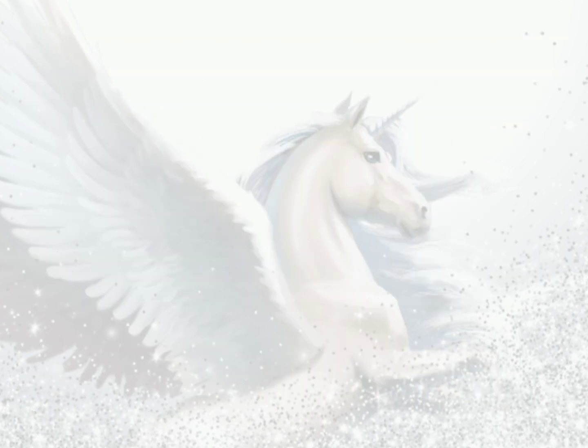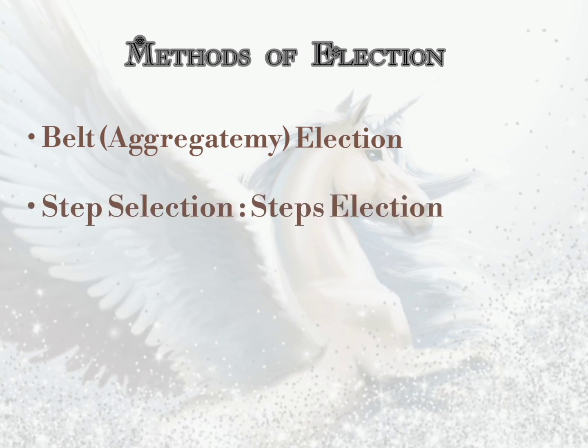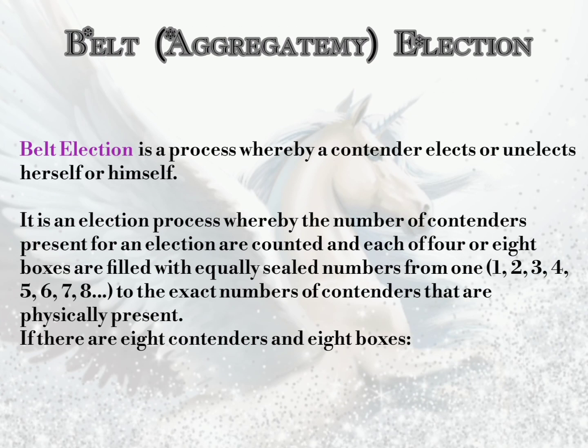Election methods. Belt, aggregatomy, election. Step selection. Odd out. Belt election is a process whereby a contender elects or unelects herself or himself. It is an election process whereby the number of contenders present for an election are counted and each of 4 or 8 boxes are filled with equally sealed numbers from 1, 2, 3, 4, 5, 6, 7, 8 to the exact number of contenders that are physically present.